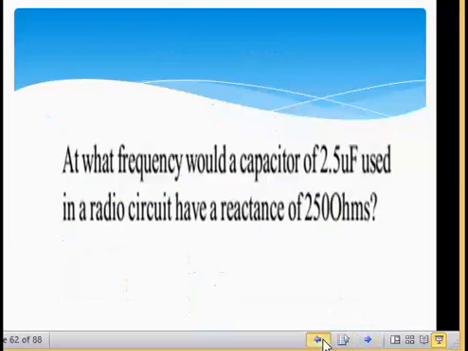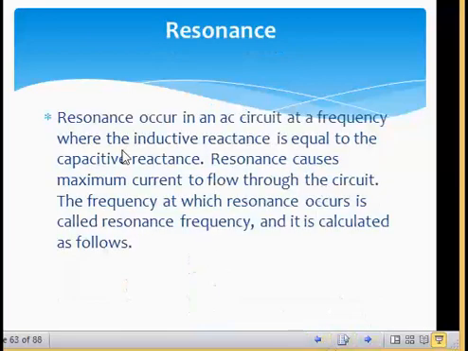Done. So now we'll talk about resonance in an alternating current circuit. Resonance occurs in an AC circuit at a particular frequency where the inductive reactance is equal to the capacitive reactance. Remember, every alternating current circuit has a frequency of alternation. As the frequency changes, there's going to be a point where inductive reactance becomes equal to capacitive reactance. At that point, we say resonance has occurred.